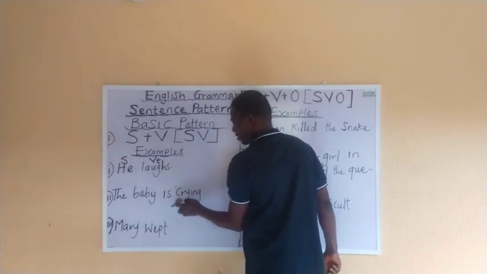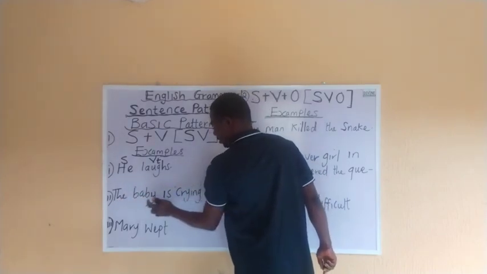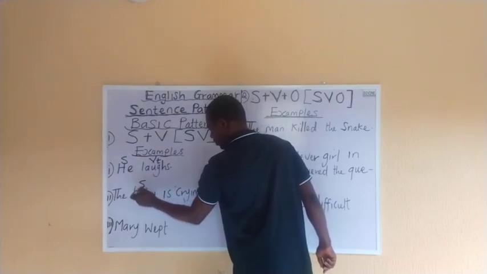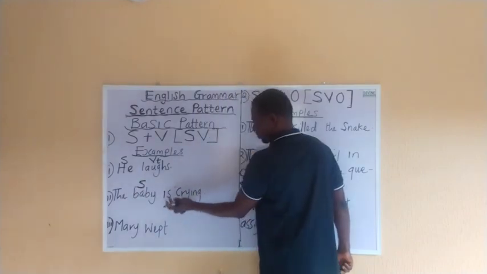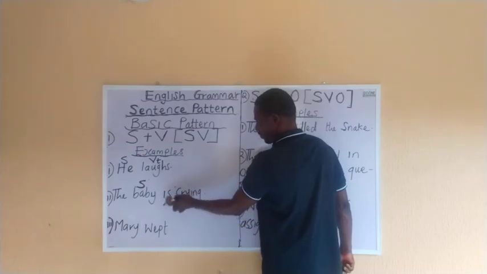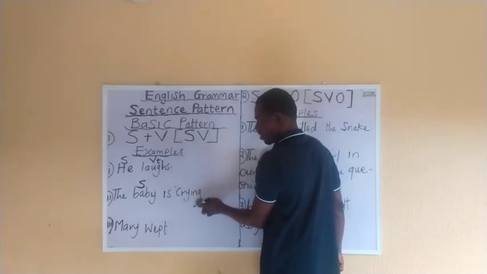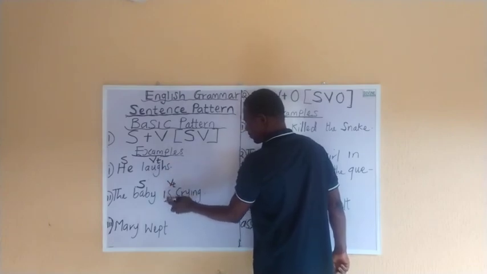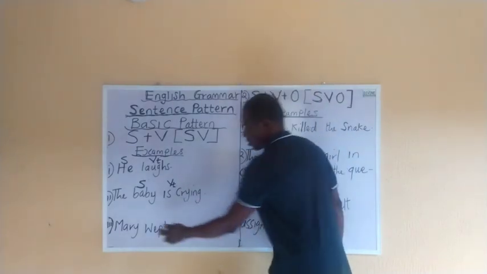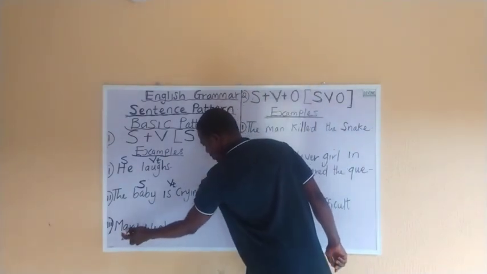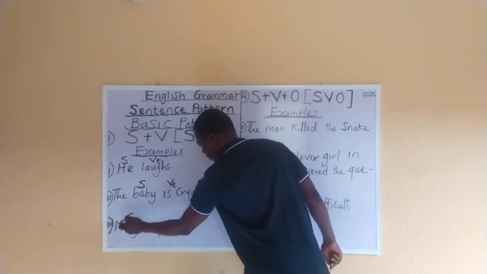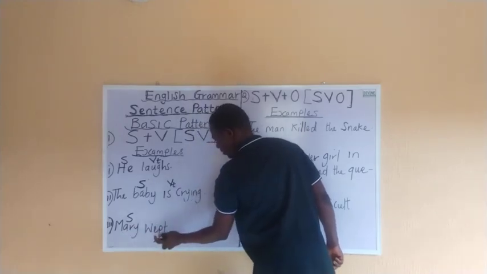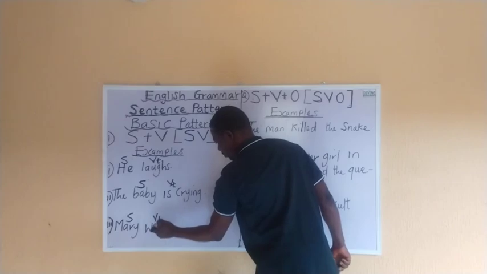2. The baby is crying. The baby is a noun phrase functioning as subject. Is crying is a verb phrase and it's a complex verb. Mary wept. Mary is the subject of the sentence. Mary is the name of a person acting as a subject. Wept is the verb, also a transitive verb.